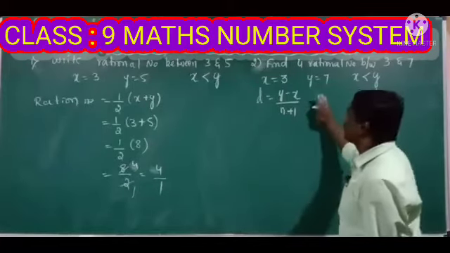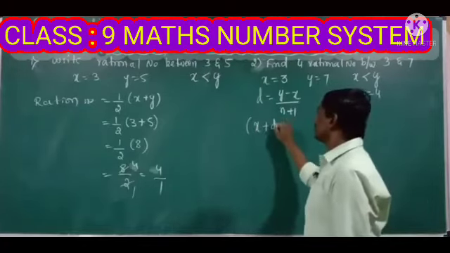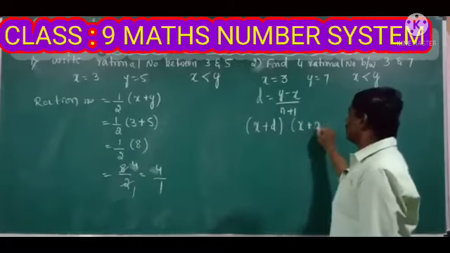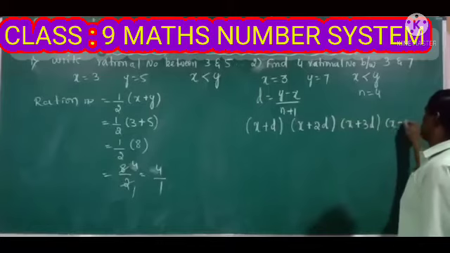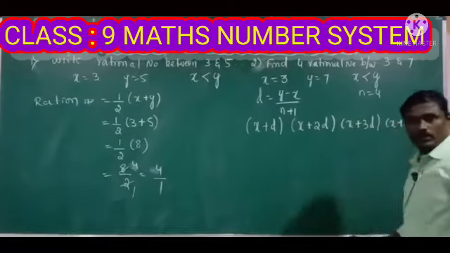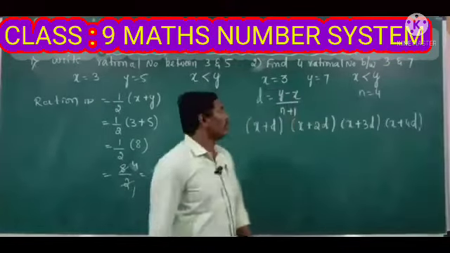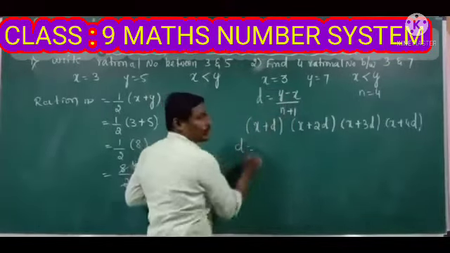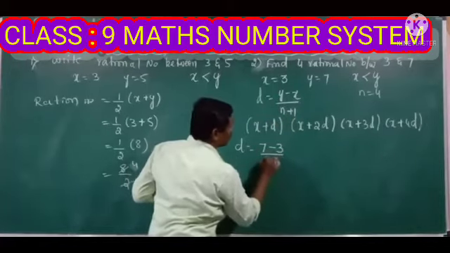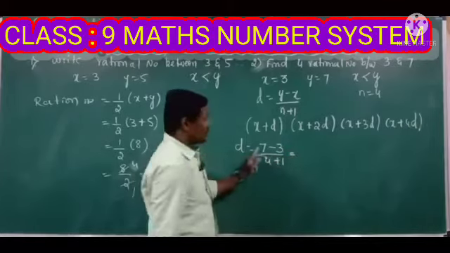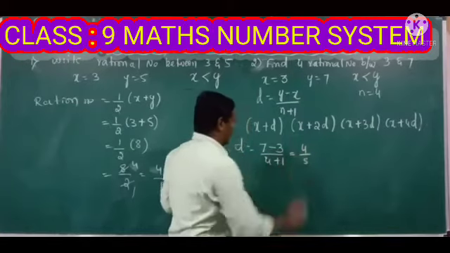Once we calculate the d value, we get one more formula: x plus d, x plus 2d, x plus 3d, x plus 4d. These are the 4 required values. So first calculate the d value. D is equal to the y value 7 minus the x value 3, divided by n plus 1, which is 4 plus 1. So 7 minus 3 is 4 and 4 plus 1 is 5. This is the d value.